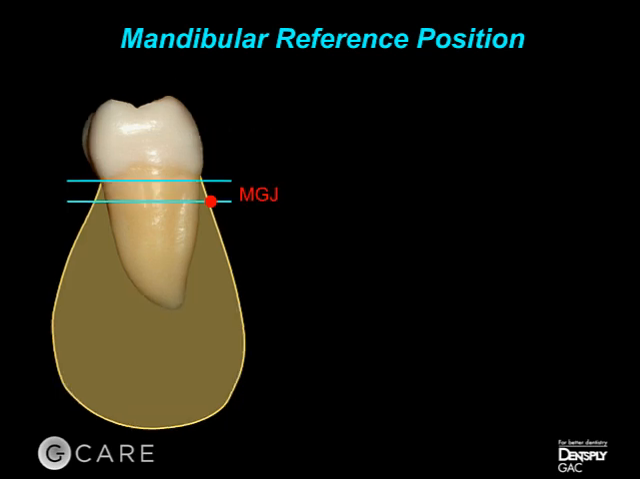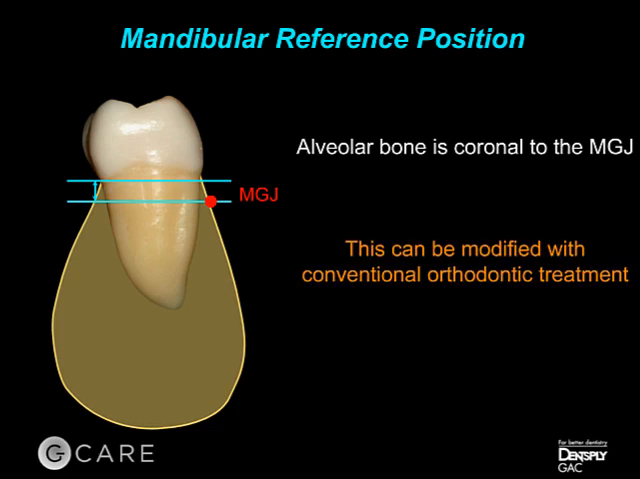So what does that mean? If we're looking at the mucogingival junction, basically anything coronal to that is going to be the alveolar bone. And this part is something we can modify with conventional orthodontic treatment. Just by putting on brackets and wires, we have the ability, as we tip this tooth buccally or lingually, to change the anatomy of this section of the jaw.